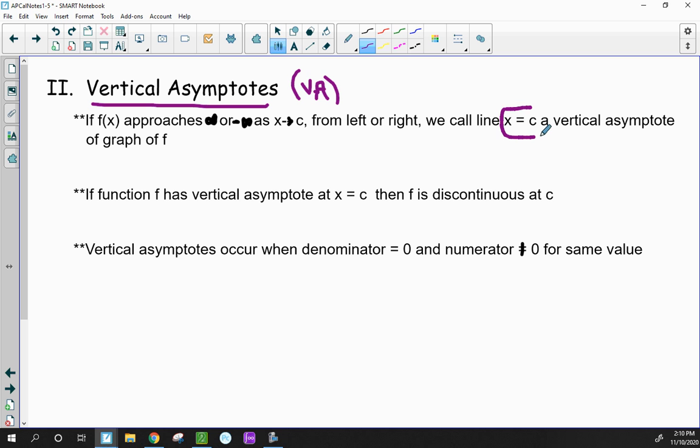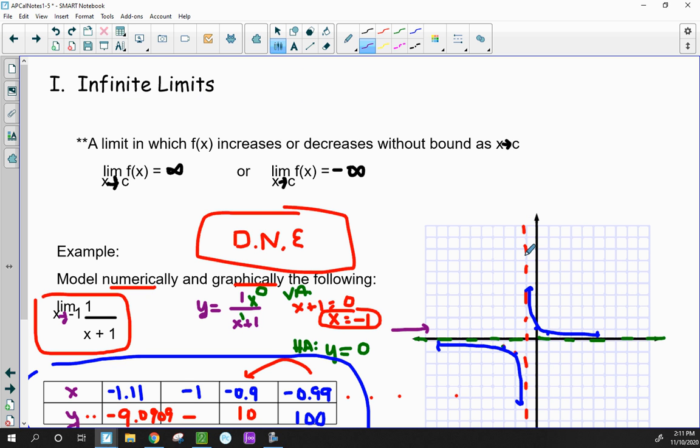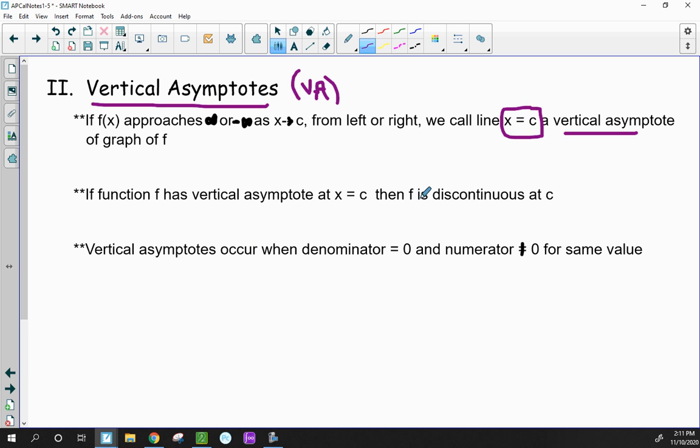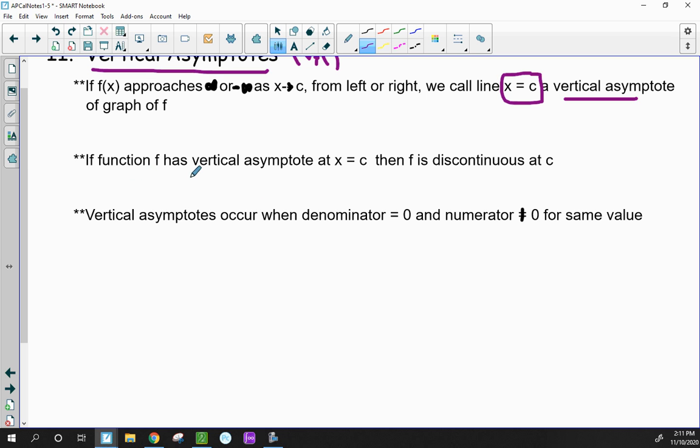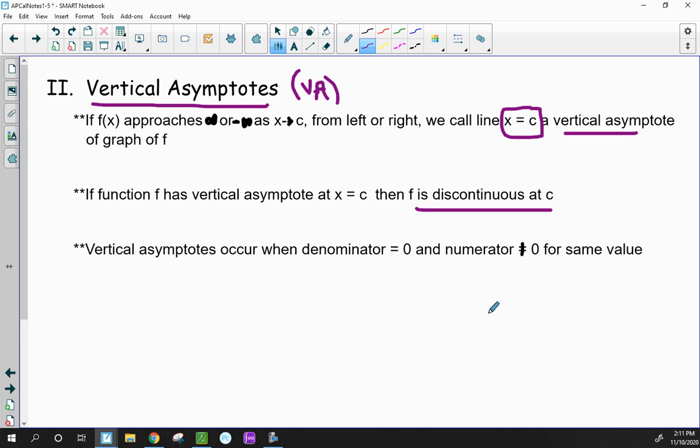Which makes sense because we just saw that in the last picture. X equals negative 1 was a vertical asymptote. If the function f has a vertical asymptote at x equals c, then that just means that f is discontinuous at c. Vertical asymptotes occur when the denominator is equal to 0 and the numerator is not equal to 0 for the same value. And that's exactly what we just did on the last problem. So it's basically just tying all of this stuff together.